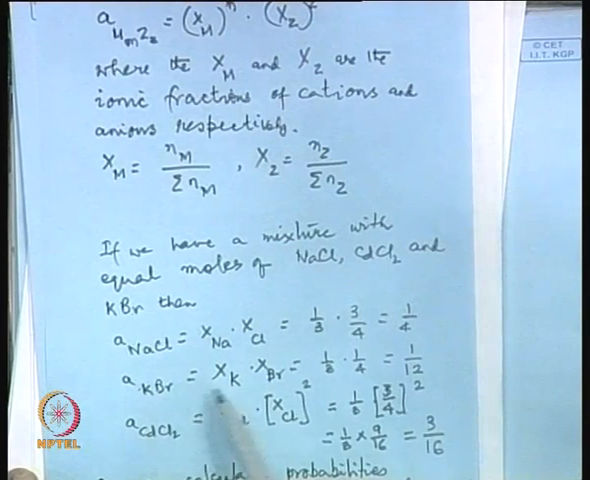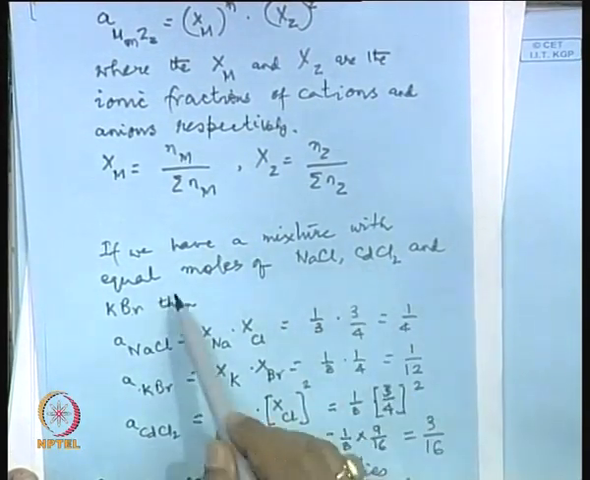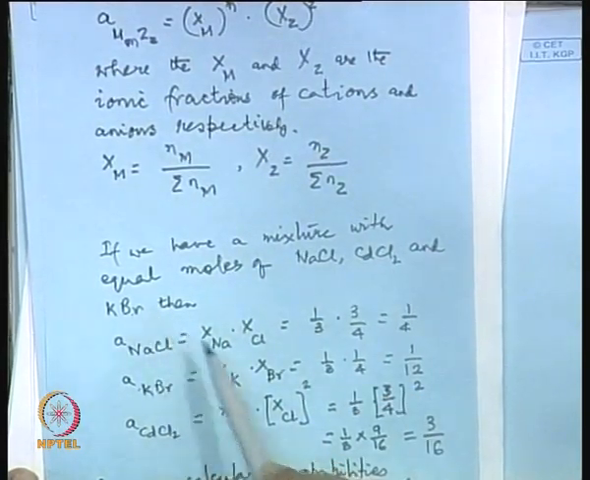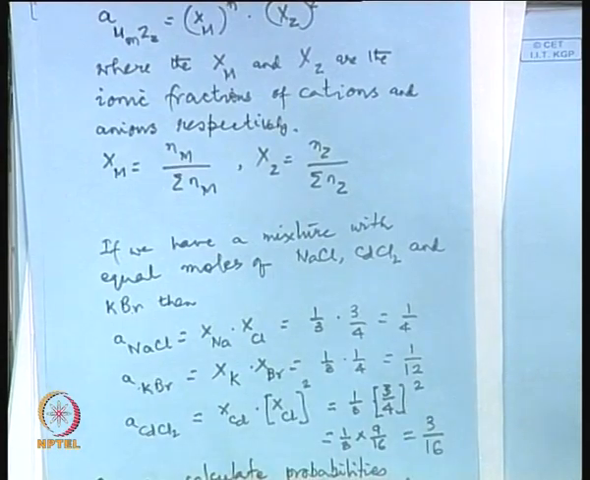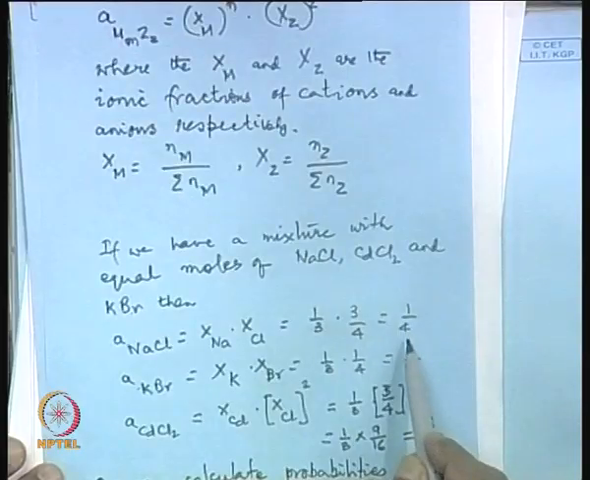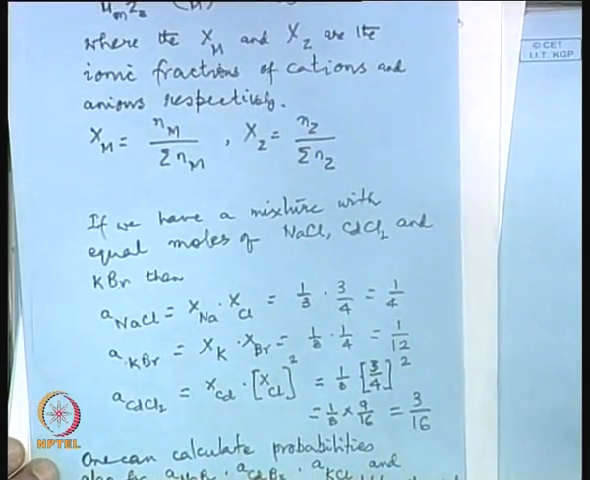The activity of potassium bromide would be the ionic fraction of potassium times the ionic fraction of bromine. So, it is 1/3 and this is 1/4, because 3 positions are occupied by chlorine and 1 position is occupied by bromine. So, the activity of potassium bromide is 1 by 12. So, even though they are in equal proportion, we do not get the same activity value.